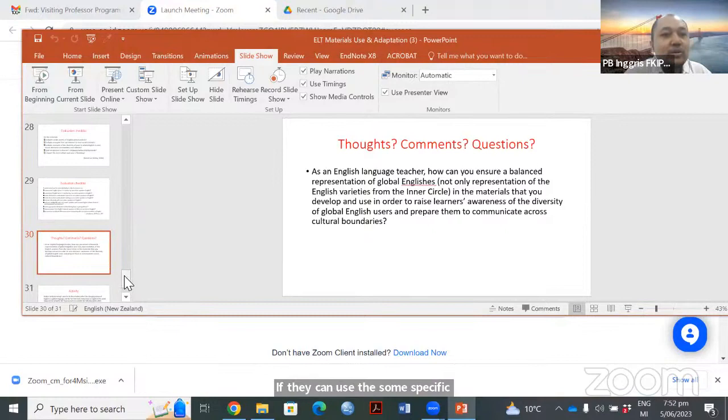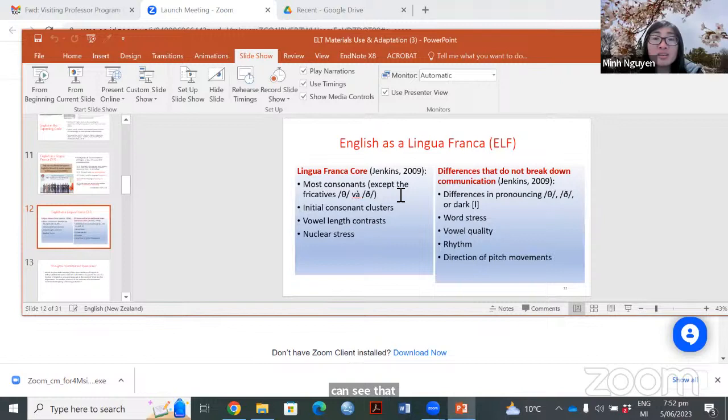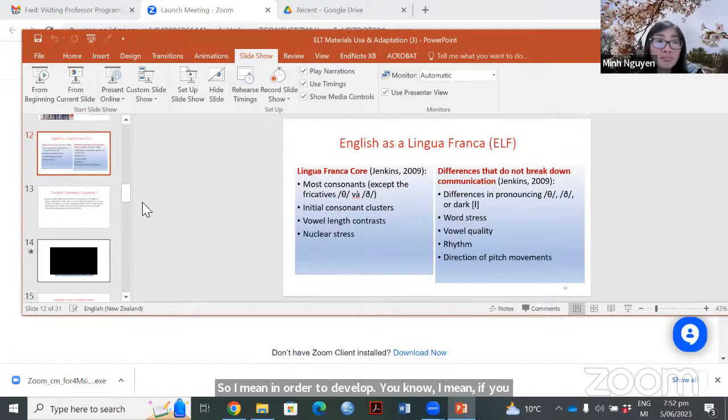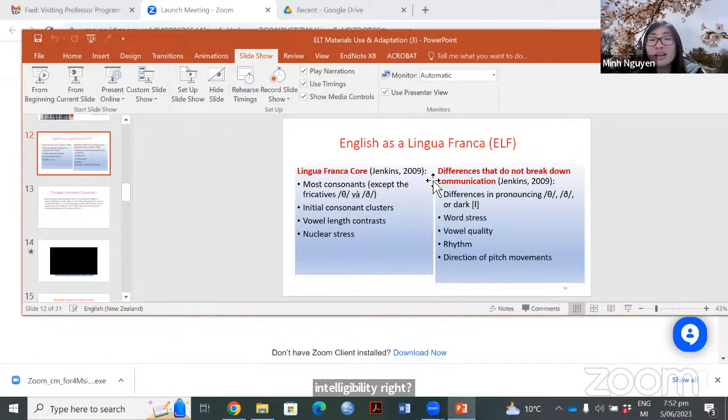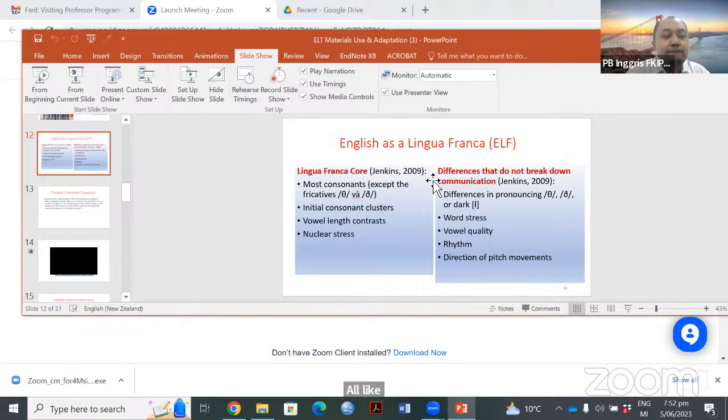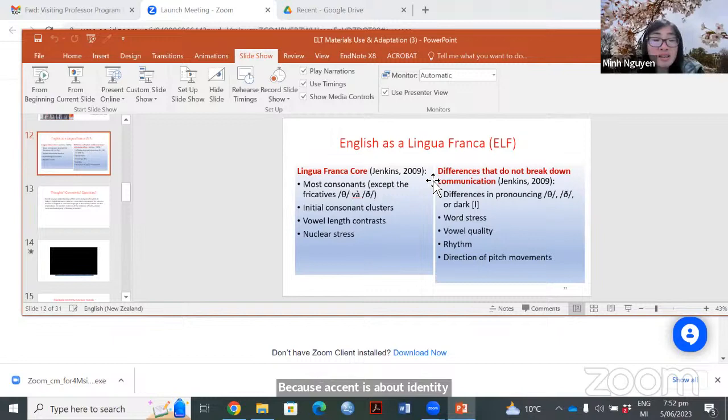So just go back to my previous slide. In order to develop proficiency and intelligibility, we don't need to sound like an American or like British. Because accent is about identity, it's about personal choice, and sometimes it's about the influence of your first language as well. It's really difficult for an adult learner to pick up the native speaker's accent. It's impossible, and it's not needed for comprehension in intercultural communication.